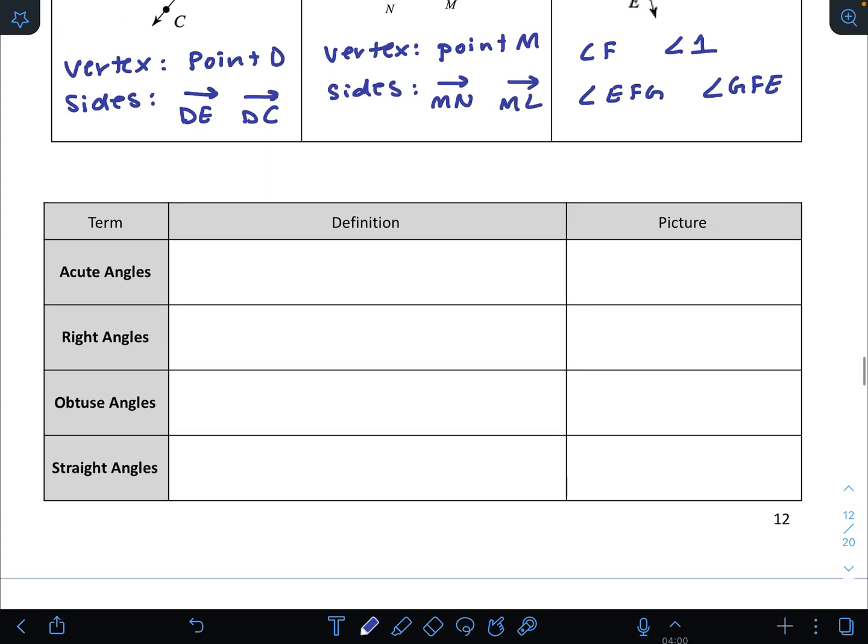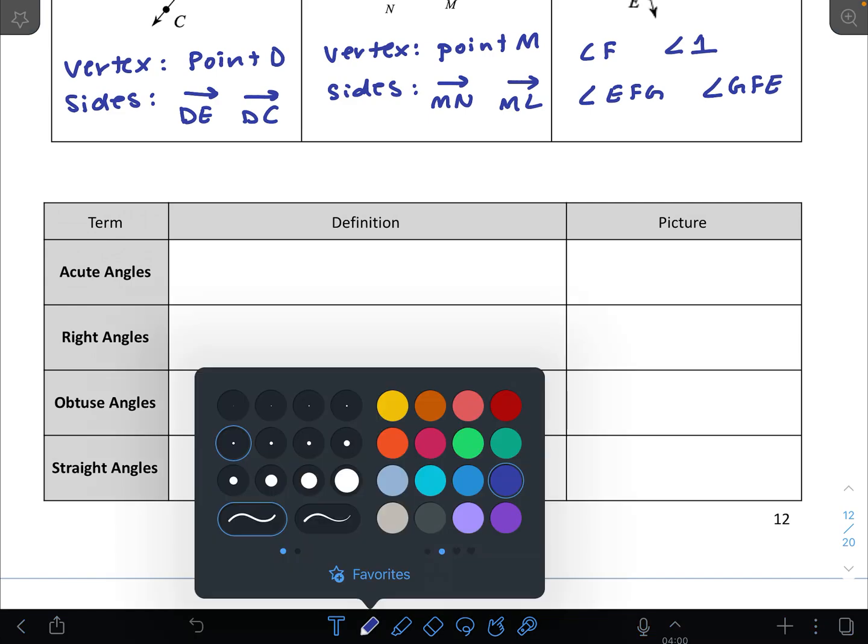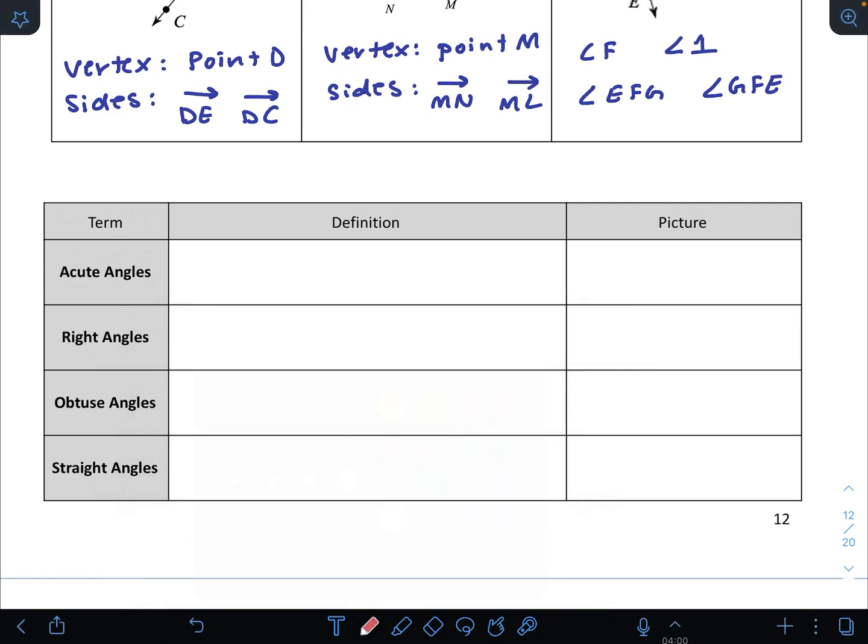Now that we've talked about what angles are, we are going to be doing some review from middle school just to kind of finish up this section on angles. So we're going to talk about different types of angles, and these are types of angles hopefully that you've seen before, but again, we're reviewing. So first off, acute angles. Acute angles are angles that are between 0 and 90 degrees.